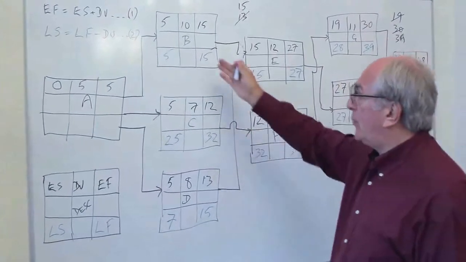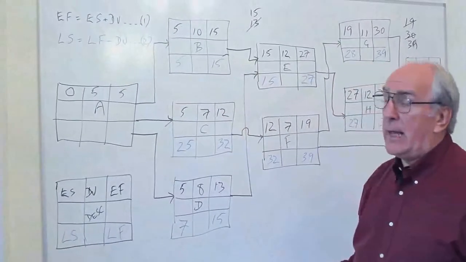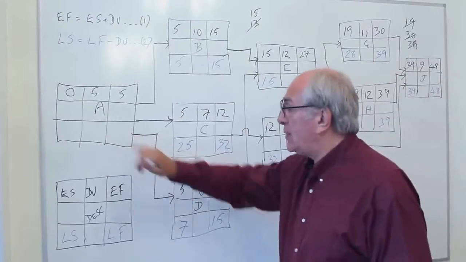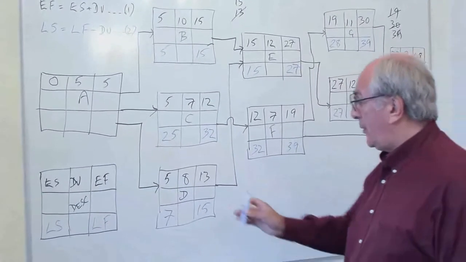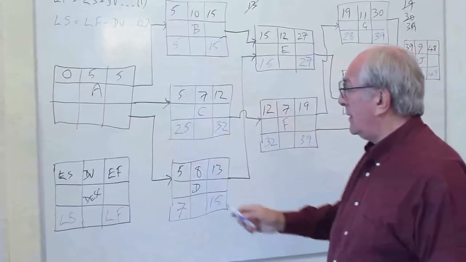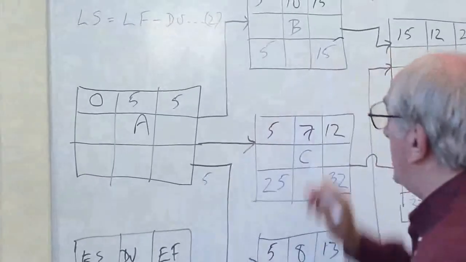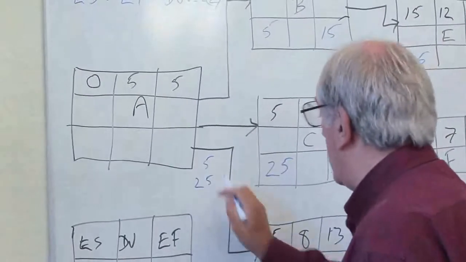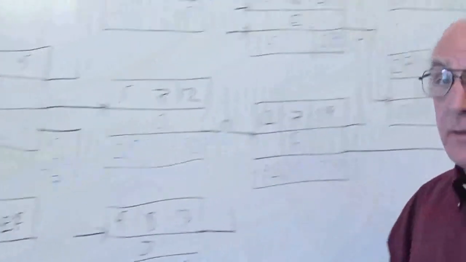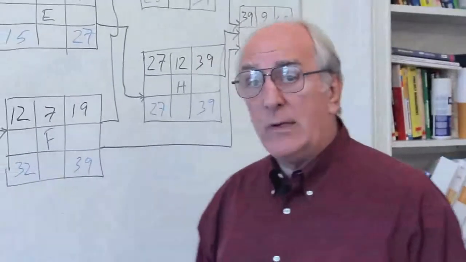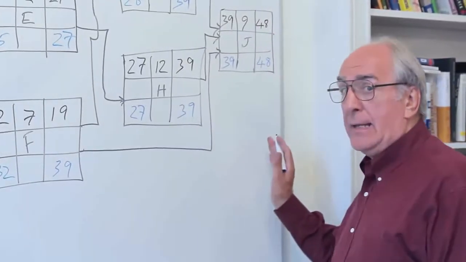But here we've got three activities that are held back or restrained by activity A. So the late finish of activity A is determined by three succeeding activities. So we have a choice there of 5 for B, 25 for C, and 7 for D as being the late finishes for activity A. What is the latest time activity A can finish without affecting the end date of the project?